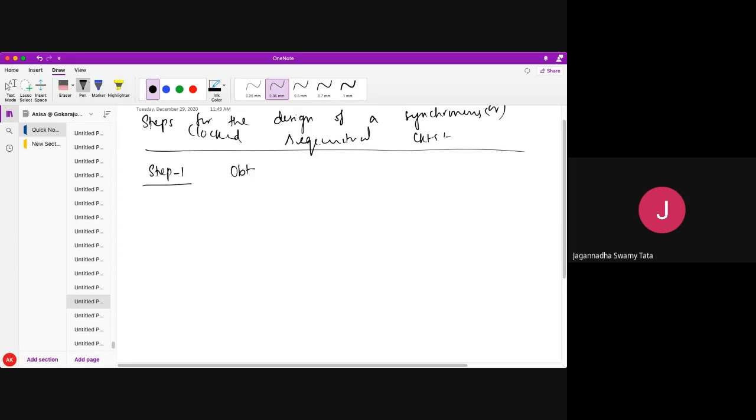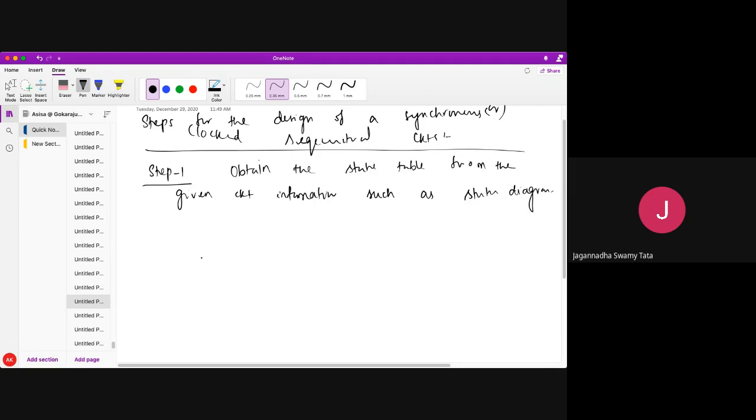Step one: obtain the state table. Obtain the state table from the given circuit information, such as the state diagram.